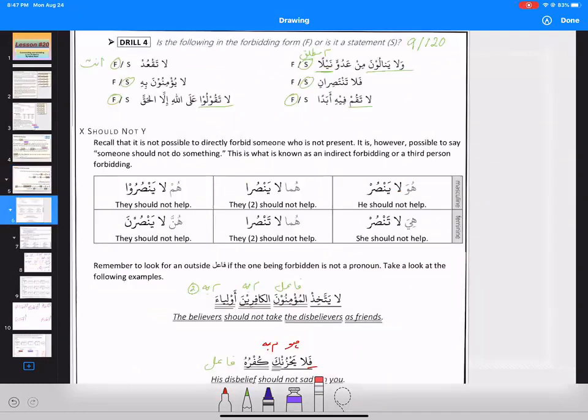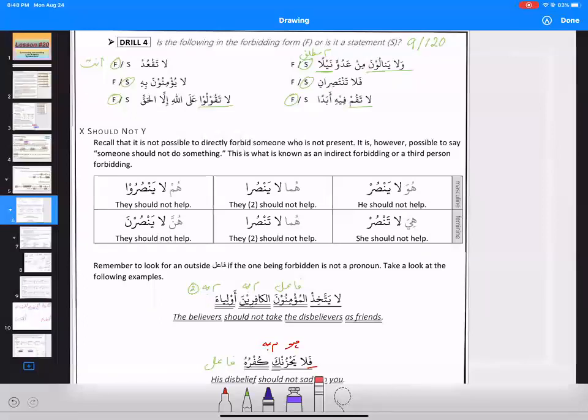Okay, so now we can indirectly forbid the third person too, right? So this is how the same thing is going to happen. We are going to just put la beside it, and we are going to make the fil mudariya majzoom.